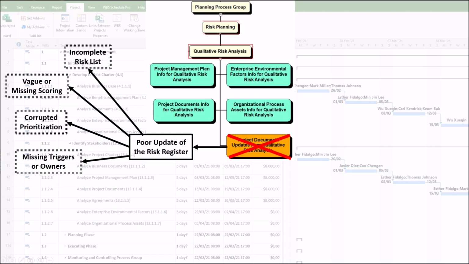Fourth, missing triggers or owners. Without documented risk triggers or assigned owners, the analysis cannot guide who needs to watch for warning signs, and the subsequent risk response planning will lack accountability.